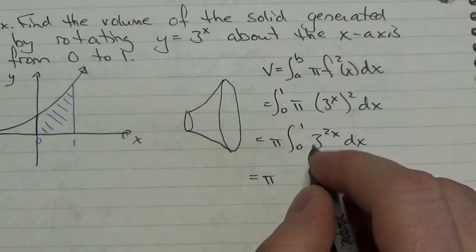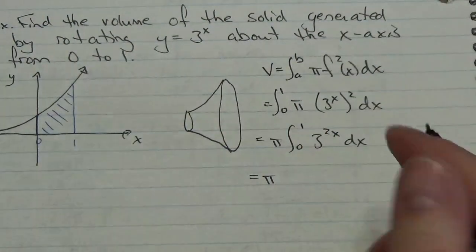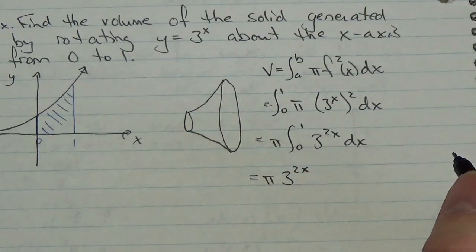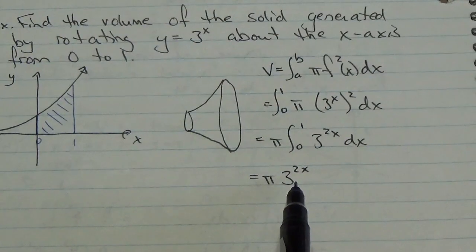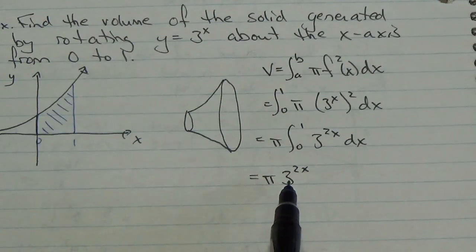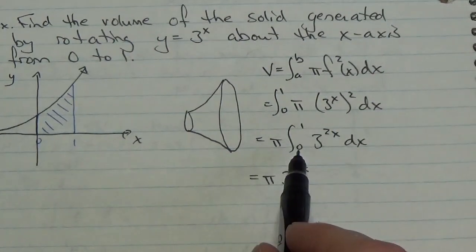This is an exponential function, and I know that the derivative of an exponential function is the exponential function. So I know that this is going to be 3 to the 2x. But if I take the derivative of this, I'm going to have to first of all multiply by the natural log of 3. Now, I don't see that in this function here.